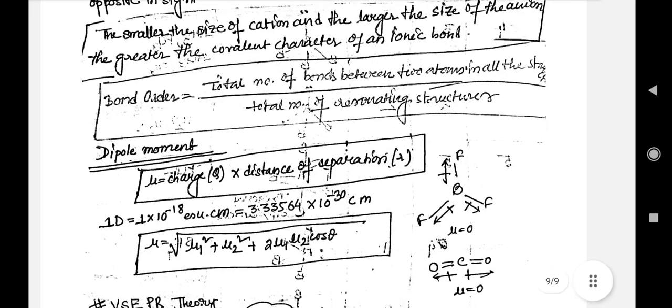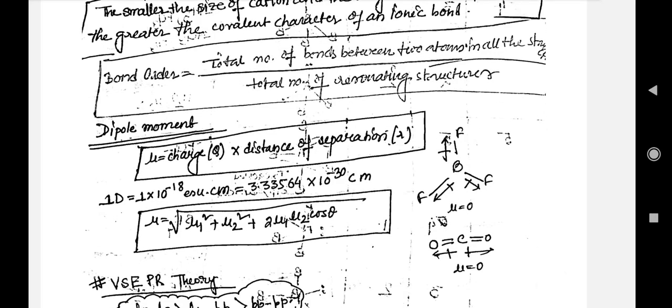Okay, if we consider BF3, it is planar, so in one direction where one B-F bond is there, there is one dipole, and the other two B-F bonds make an overall opposite dipole. The two opposite dipoles cancel each other out, so the net dipole moment is 0 for BF3. Similarly for CO2, two dipoles are generated in opposite directions and cancel each other out, so mu equals 0 for carbon dioxide.